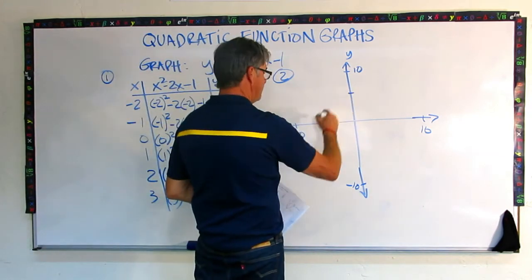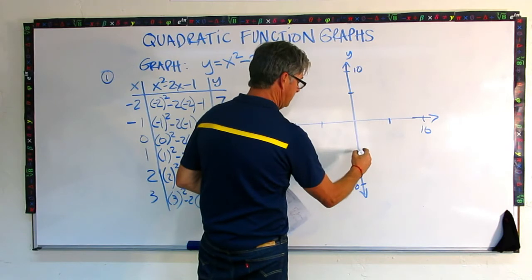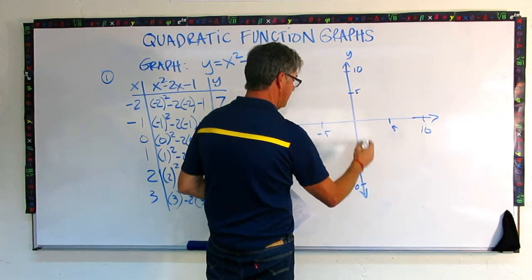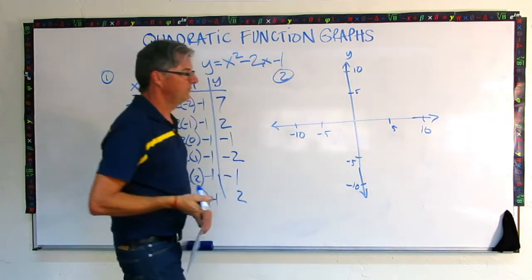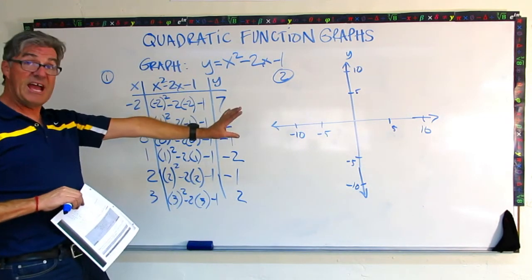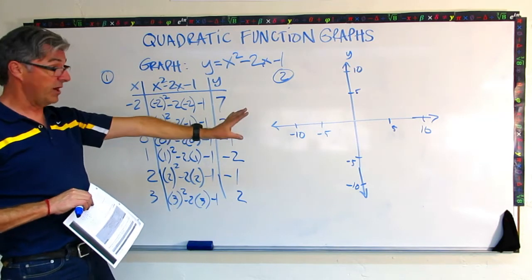I could mark the halfway points. This is 5, that's negative 5. Okay, and if you want to make tick marks for every individual one, you can, but we can be accurate enough for a sketched graph with what I've got there.